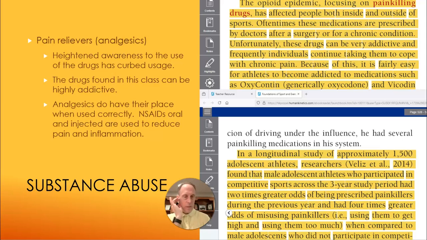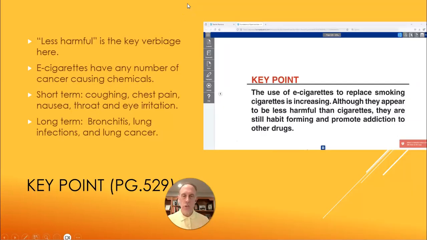Now, when you talk about adolescent athletes, and you have a study here of 1,500 athletes, they found that male adolescent athletes who participated in competitive sports across the 3-year study had 2 times greater odds of being prescribed painkillers during their previous year and had 4 times greater odds of misusing painkillers. And so you have this case where doctors were basically over-prescribing these medications, and it was an awful situation for these student athletes, or the athletes in general, as well as just society in general. I'm going to move on. I'm kind of getting on a soapbox there because I'm getting a little irritated.